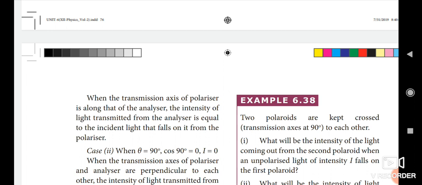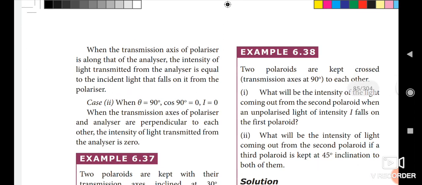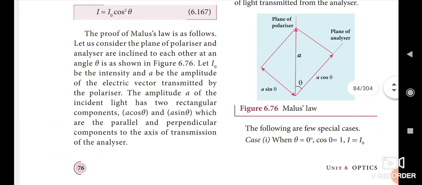In the next case, the theta value will be 90 degrees. What is the value for cos 90? 0. So the intensity also becomes 0. So I is equal to 0. Here the transmission axes of the polarizer and analyzer are both perpendicular to each other. So here the intensity of the light transmitted from the analyzer is 0. Okay, have you understood? So this is Malus law.